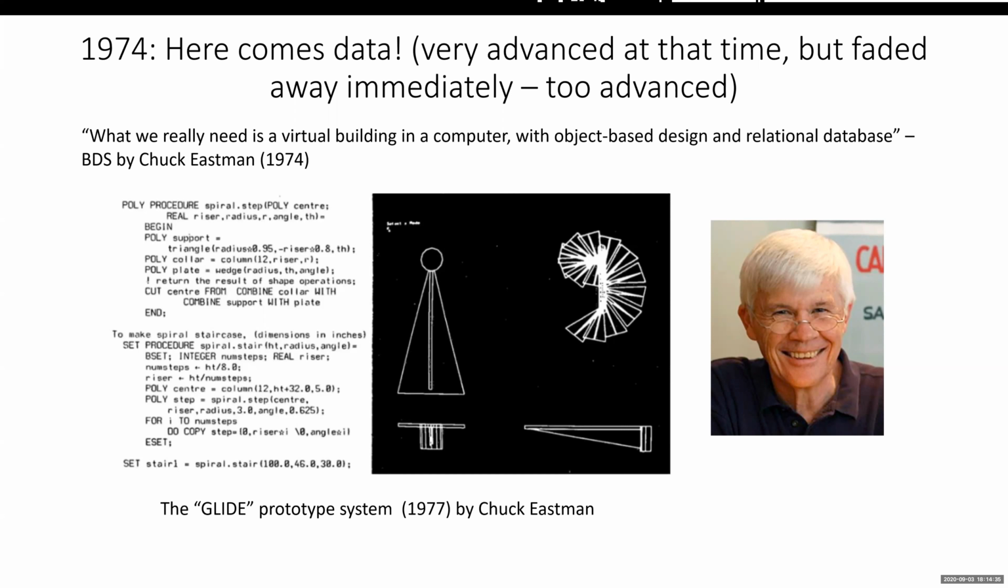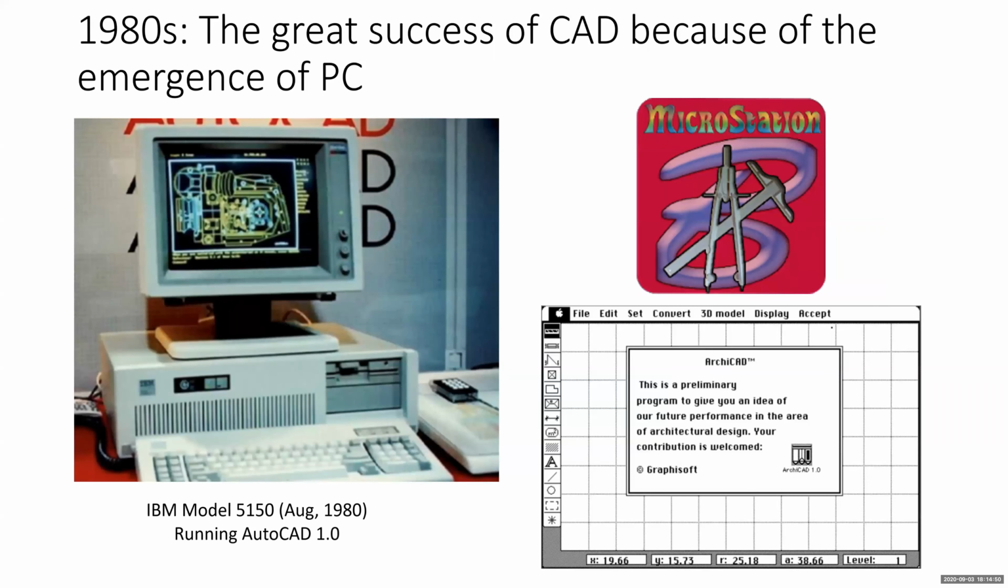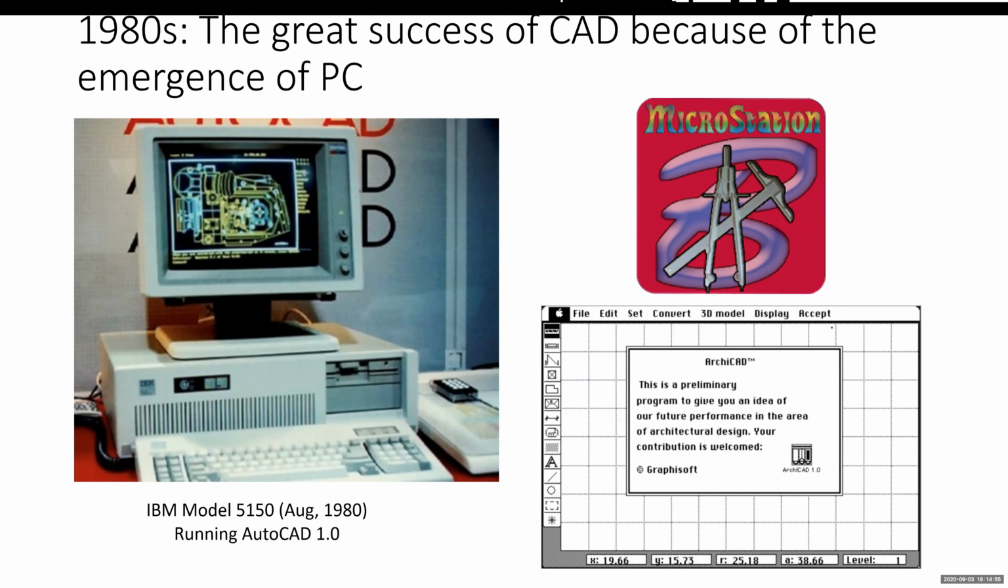So unfortunately, even though his idea from about 40 or 50 years ago was exactly what we need today, exactly what we are doing today, people forgot it immediately, and his idea just faded away. Then what happened? People kept doing CAD, the 2D drawings, the whole bunch of lines to show the geometry. But because of the emergence of the personal computer in the 1980s, we start to see the great success of CAD.